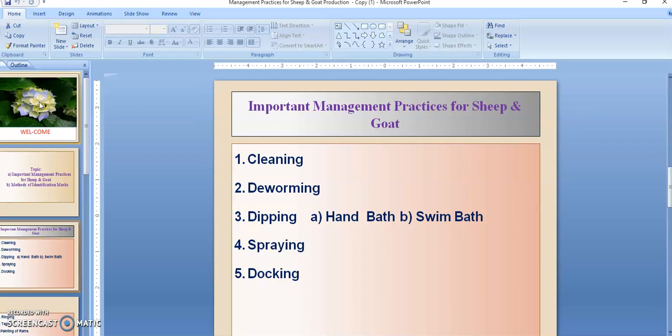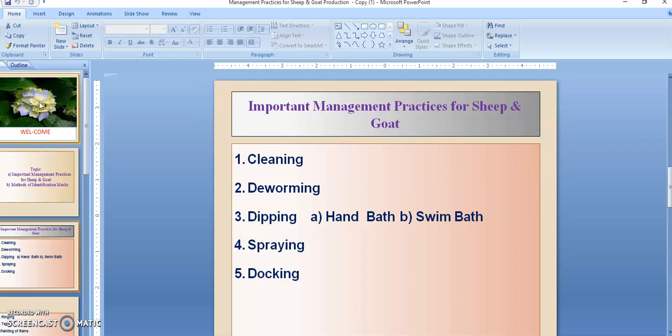The next method is the swim bath method. It is used for large flocks of sheep and goats. In general, the measurement of the tank is about 1.5 by 2.5 by 2 meter. The sheep and goats are lowered into the deep end, swim through and walk up to the drying pen.